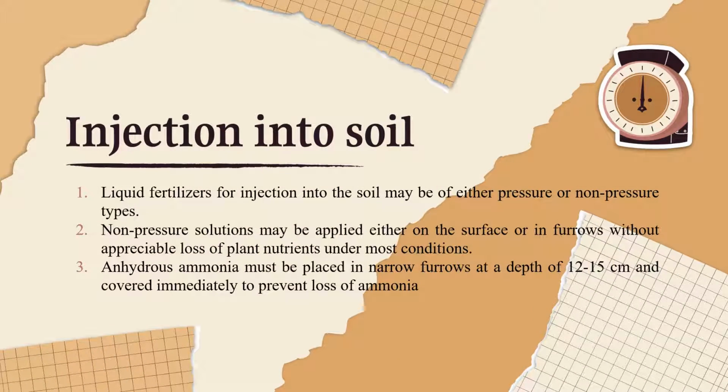Injection into soil. Liquid fertilizers for injection into the soil may be of either pressure or non-pressure types. Non-pressure solutions may be applied either on the surface or in furrows without appreciable loss of plant nutrients under most conditions. Anhydrous ammonia must be placed in narrow furrows at a depth of 12 to 15 cm and covered immediately to prevent loss of ammonia.